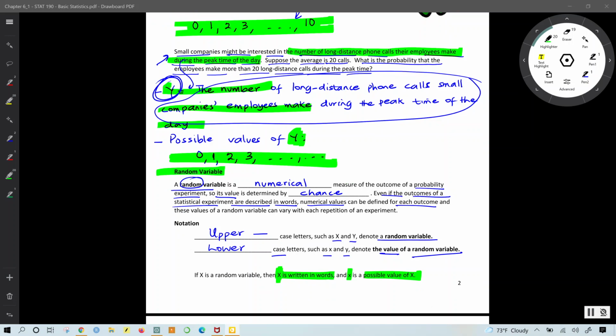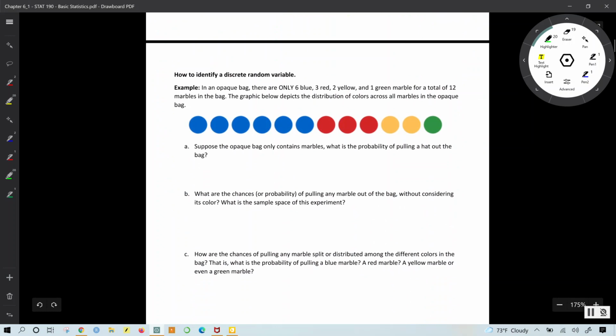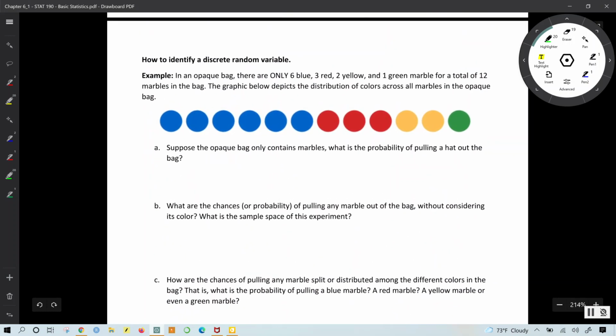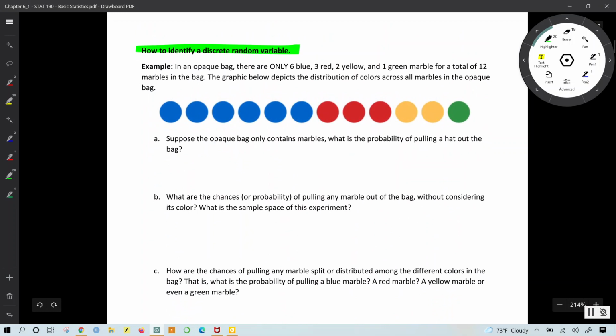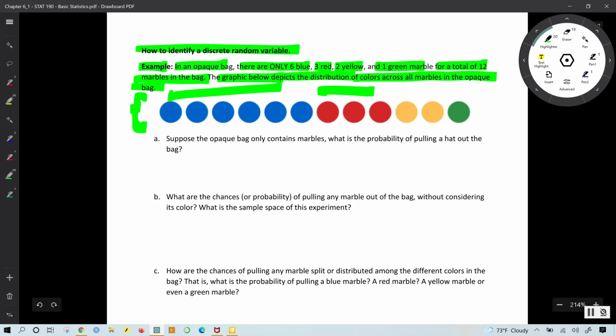Now that we have defined some examples of a random variable, we proceed more specifically to zoom in on how to identify a discrete random variable. Let's take an example. In an opaque bag, there are only 6 blue, 3 red, 2 yellow, and 1 green marble for a total of 12 marbles in a bag. The graphic below depicts the distribution of colors across all marbles in the opaque bag. So you have the 6 blue, the 3 red, the 2 yellow, and the 1 green marble.